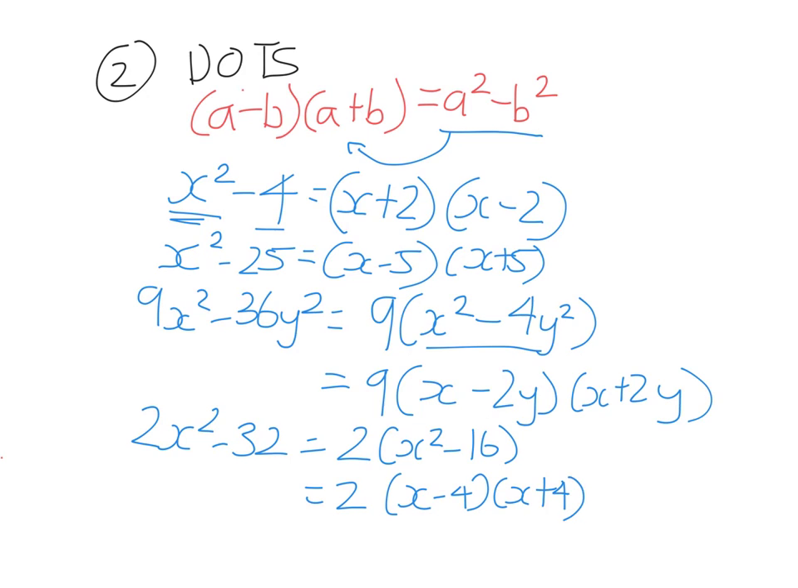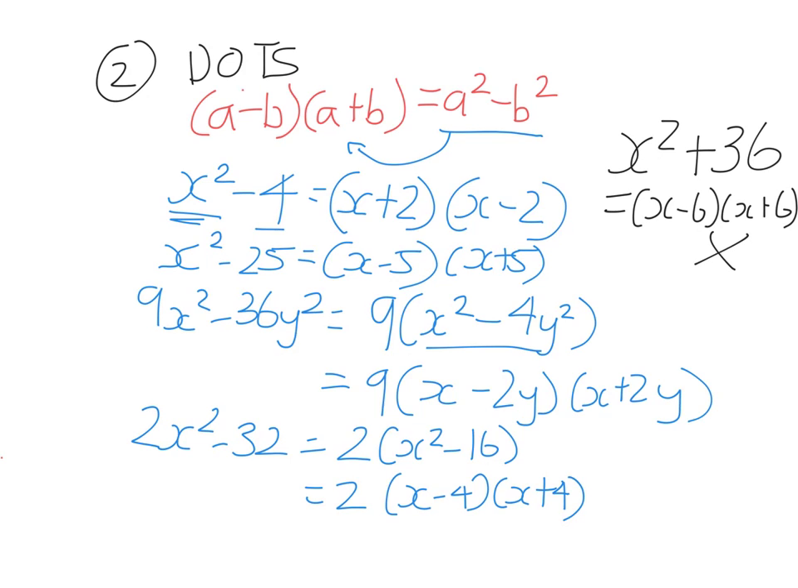Now please note, this is difference of two squares, not sum of two squares. If I have something like x squared plus 36, I actually can't factorise that. There's no common factor, and it definitely doesn't equal x minus 6 times x plus 6. That is wrong. So they have to have a minus sign between them.